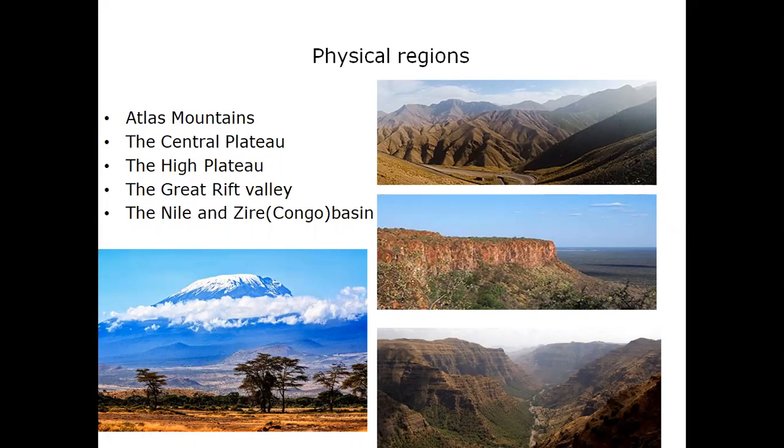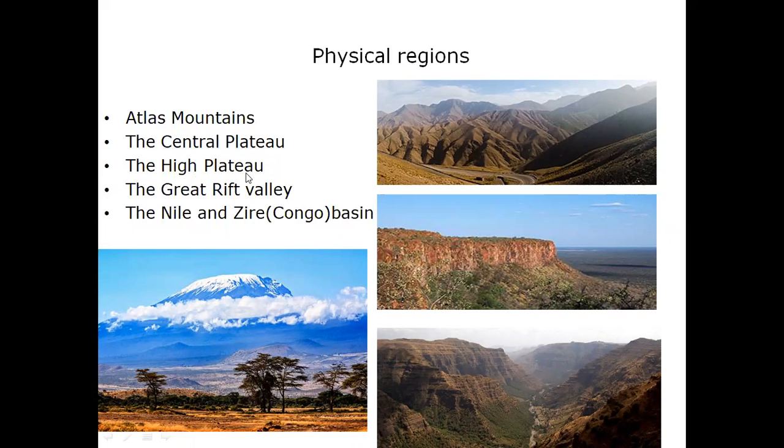There's the Central Plateau, which extends from the Atlantic coast in the west to the Nile Valley in the east. And Sahara Desert is a part of the Central Plateau. Whereas Namib and Kalahari Desert lie in the High Plateau.